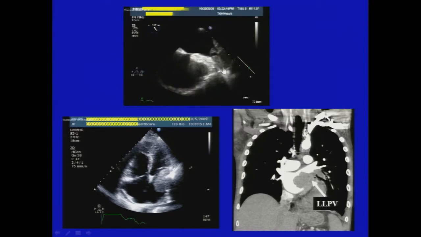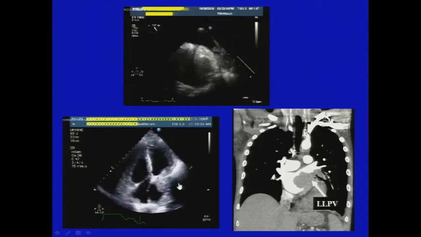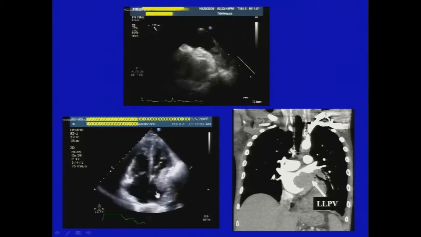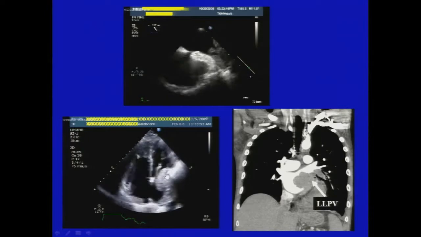But if you notice in this right upper pulmonary vein, you can see a mass invading through the right upper pulmonary vein and extending out into the left atrium. This is bronchogenic carcinoma. And here's a patient who has lung carcinoma, and you can see a large mass in the left atrium that interferes with mitral valve function.